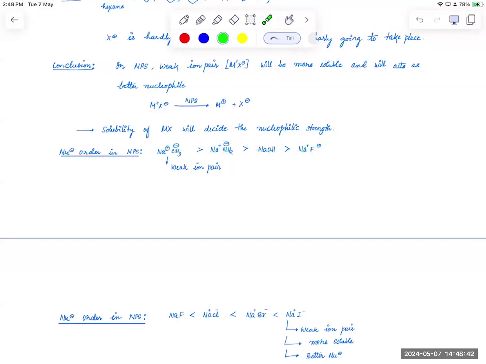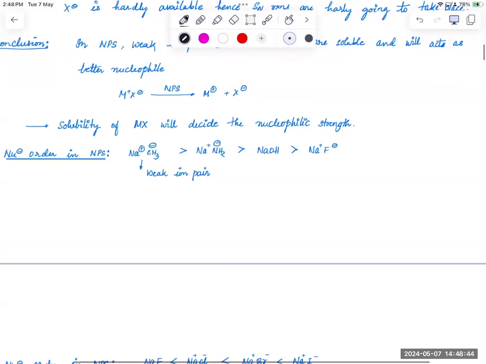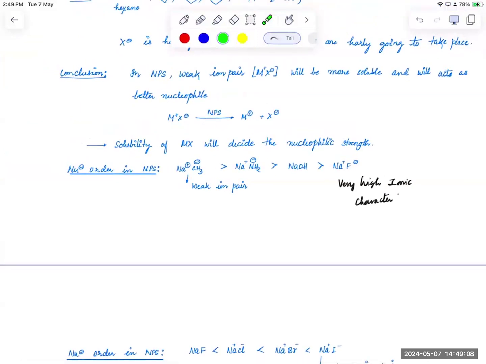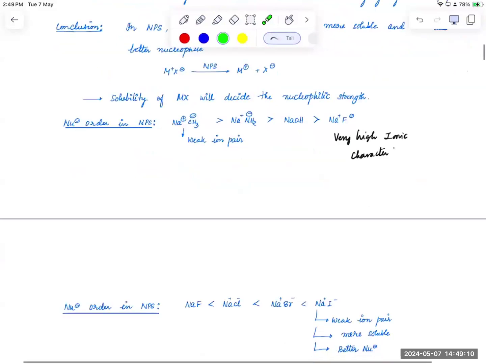So in fact, I would say here it has very high ionic character. Since it has very high ionic character, it does not dissolve in something which is highly covalent. So it is highly covalent. This will be less soluble. Relatively, this will be still soluble enough. Okay. So this is the answer for nucleophilicity in non-polar solvent.